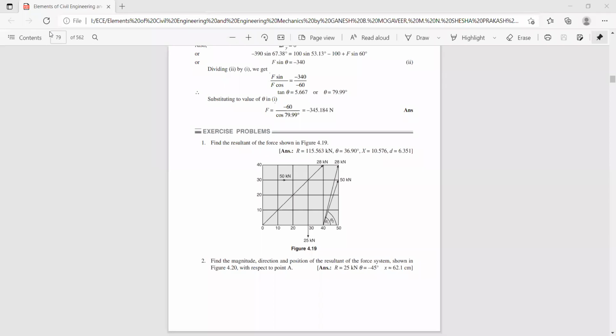Am I audible? Am I audible? Yes, sir. My screen share is visible.